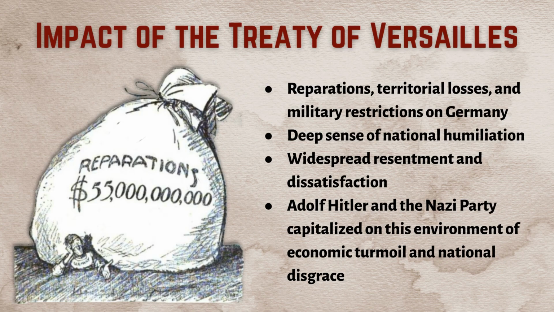Under the terms of the treaty, Germany was forced to accept full responsibility for the war and faced a series of harsh penalties. These included heavy financial reparations, significant territorial losses, and strict limitations on its military. As a result, Germany's economy struggled severely, with rising inflation, widespread unemployment, and long-term instability that affected everyday life for millions of people. However, the impact of the treaty went beyond just economics.